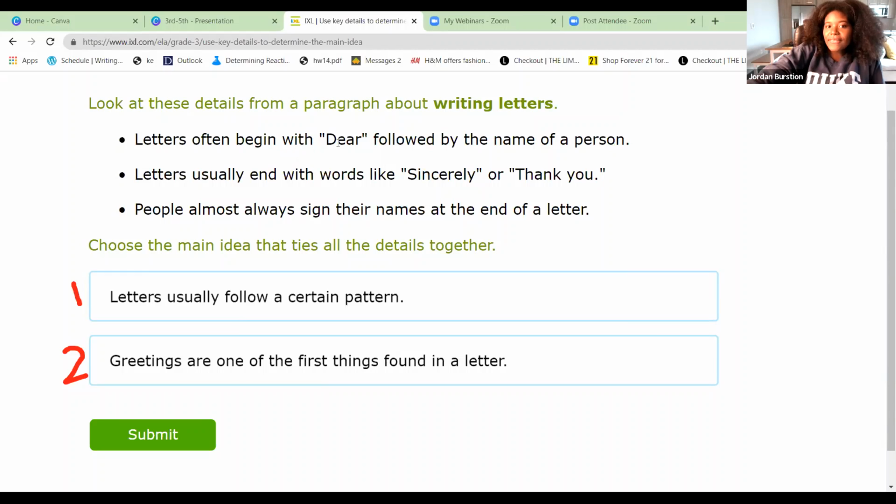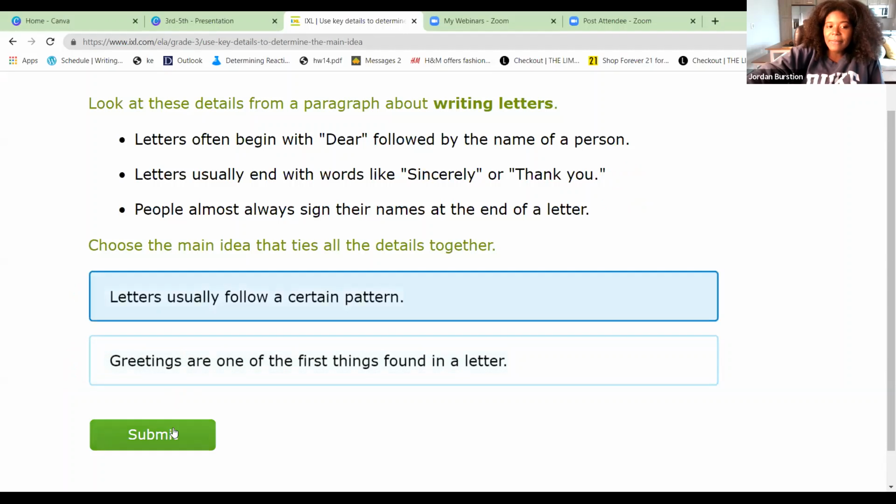It says letters often begin with dear, followed by the name of the person. Letters usually end with words like sincerely or thank you. People almost always sign their names at the end of the letter. The first one says letters usually follow a certain pattern. The second one says greetings are one of the first things found in a letter. We wouldn't want to pick the second option because it ignores the second and third detail. So you all are doing great at this. We'll do one more like this, and then we'll work on a different skill.